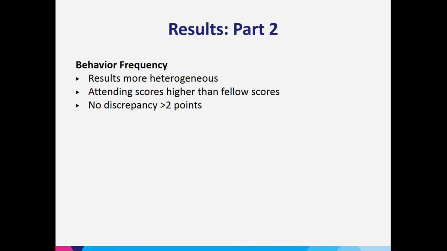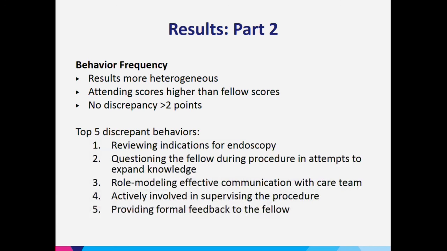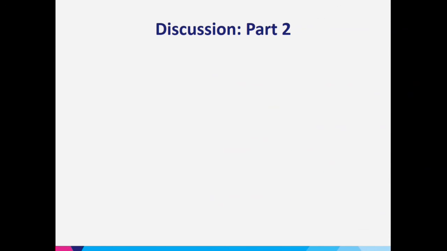For the behavior frequency, the results were a little bit more heterogeneous. So attendings scored higher than fellows. Basically, attendings thought they were performing these teaching behaviors at a higher level than fellows thought their attendings were performing them. However, there was no discrepancy greater than 2 points on that Likert scale. In fact, there's only one greater than 1.5, and there are only 5 behaviors with a discrepancy greater than 1.2 between attendings and fellows on the Likert scale. They're mentioned here.